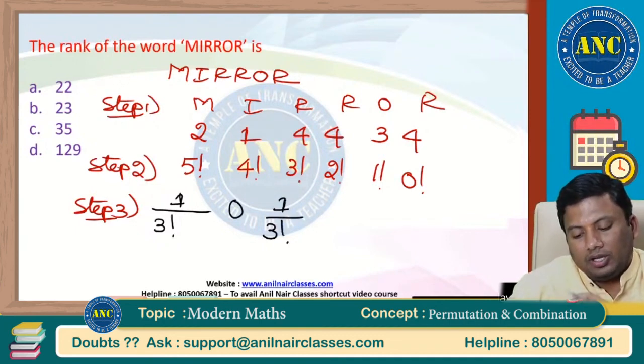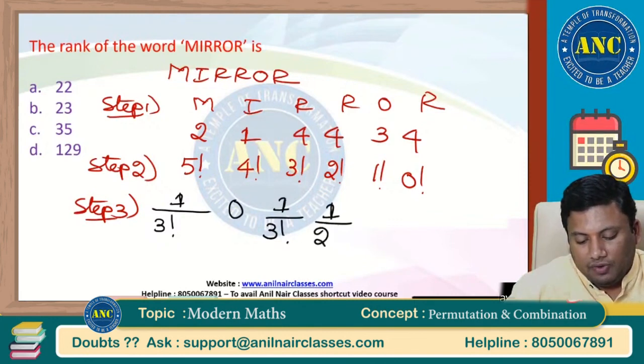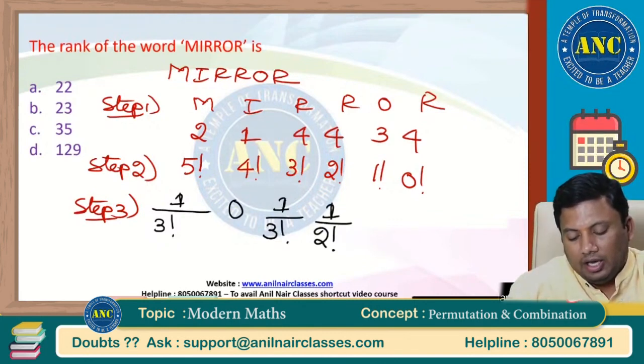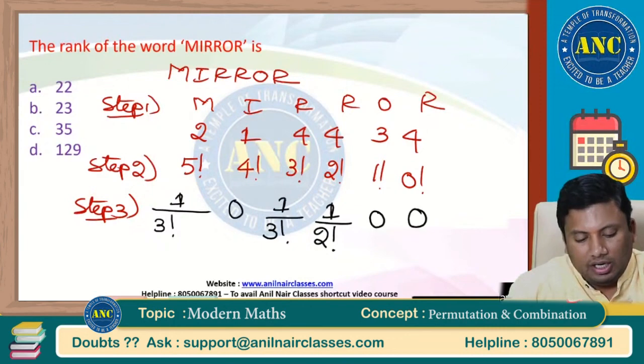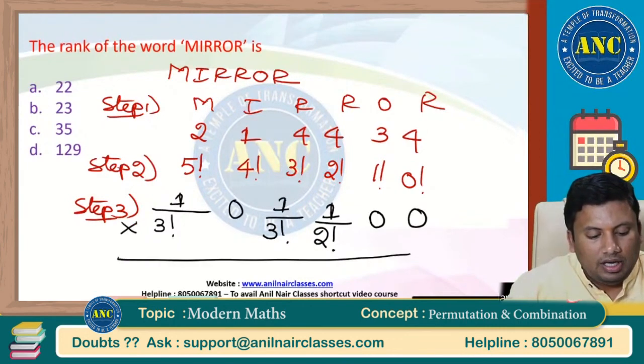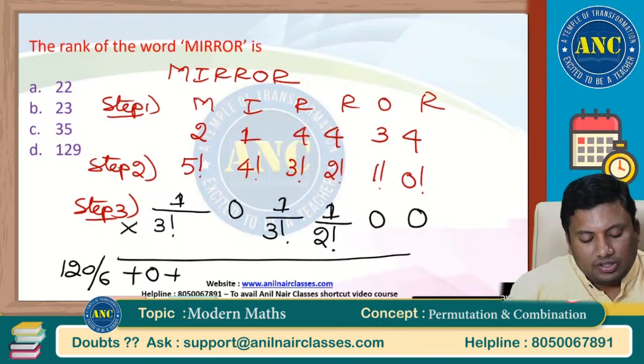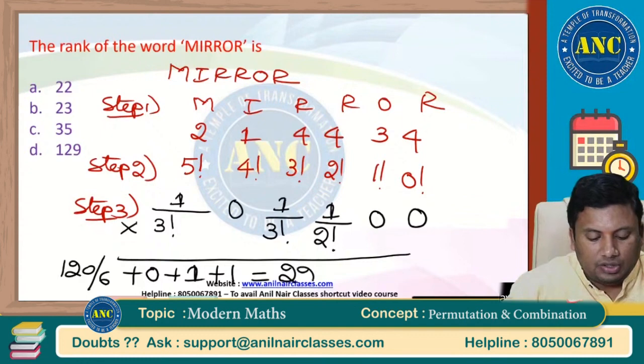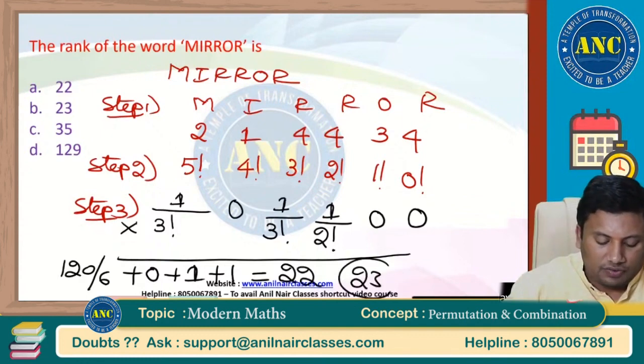How many are to the right side of 4 which are less than 4? Here it is 1, so 1 by 2 factorial. How many? It is 0. These 0. These 120 by 6 plus 0. 6 by 6 is 1. It is 1. These 22. Add 1 to it. I will get 23.